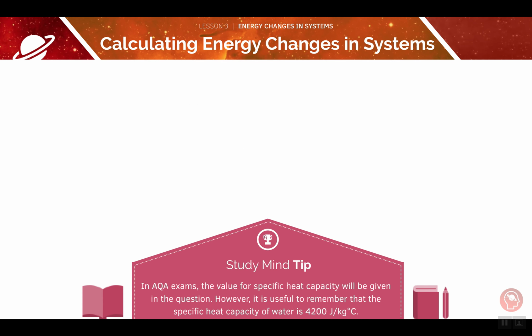In AQA exams, the value for specific heat capacity will be given in the question. However, it is very useful to remember that the specific heat capacity of water is 4,200 joules per kilogram per Kelvin.